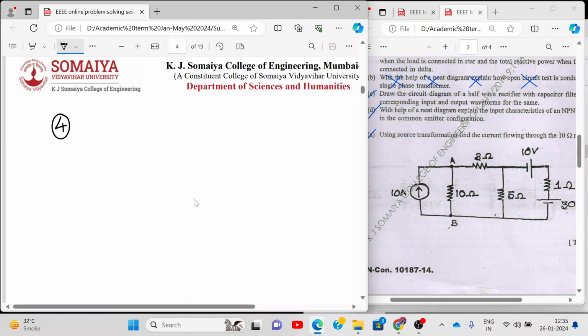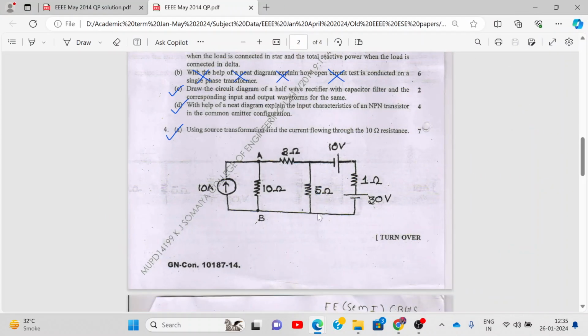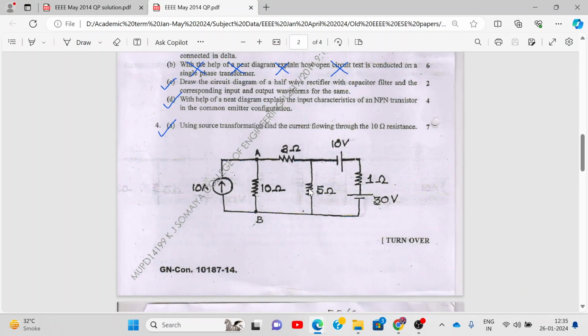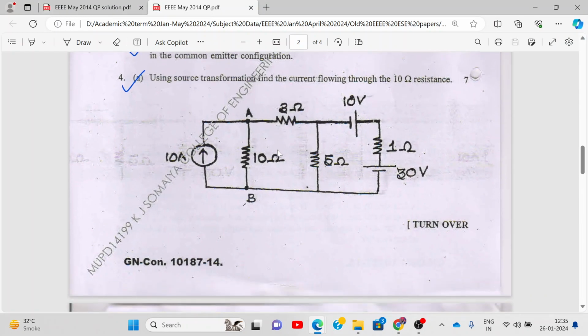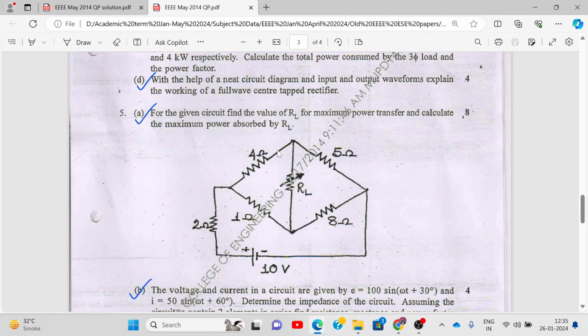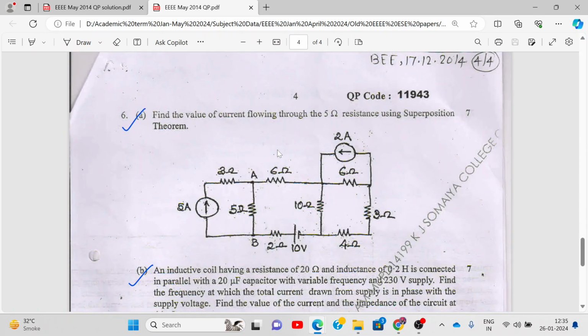So I think we have solved one. So this one you can manage on your own. I'll provide you the solution of this paper. You can check it out. We'll move on to maximum power now.